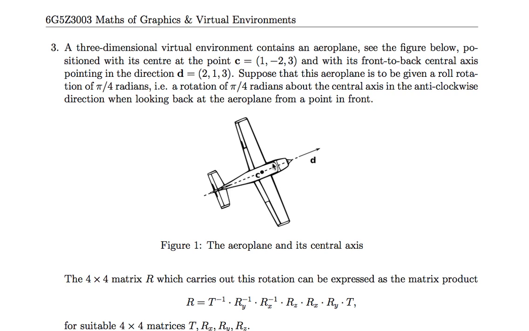Talking through the solution to question 3 from the 2015 exam paper for Maths Graphics and Virtual Environments. So you're told you have a three-dimensional virtual environment which consists of an aeroplane, and the centre of the aeroplane is at point C, given by this 3-tuple, and the current direction it's pointing in is given by vector D. And what we want to do is calculate a roll rotation of pi over 4 radians. Okay, so roll means it's going to rotate about this vector D, pi over 4.